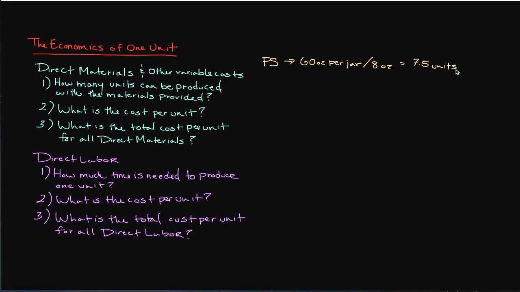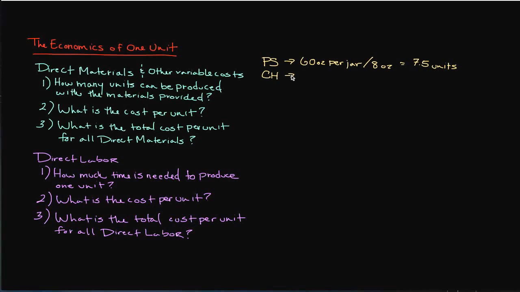So that means that one 60-ounce jar of pizza sauce will generate 7.5 units, meaning we can produce 7.5 large pepperoni pizzas. Okay, that's all we have to do right there, just so you understand that. The next thing is we have a cheese pizza. And so we have to do the exact same thing that we did before.